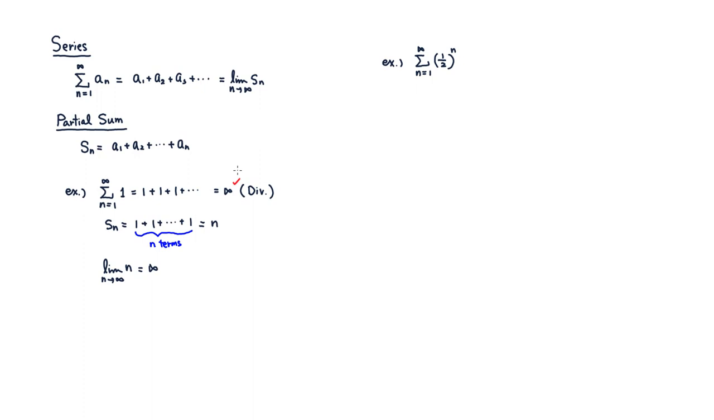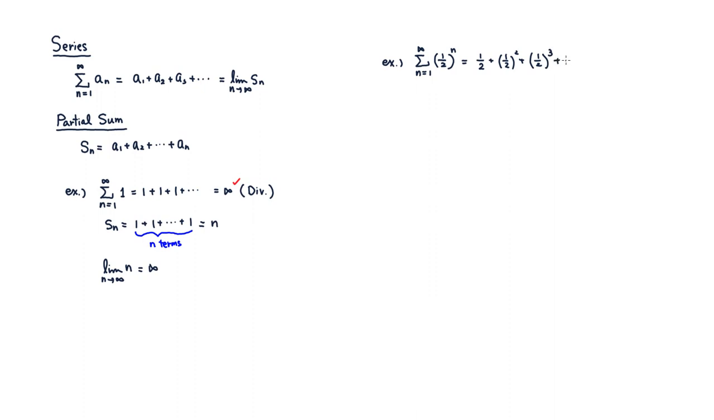How about the next example? This is a summation, n goes from 1 to infinity, of 1/2 to the nth power. The first term will be 1/2. Then the second term is going to be 1/2 squared, and the third term is going to be 1/2 cubed.